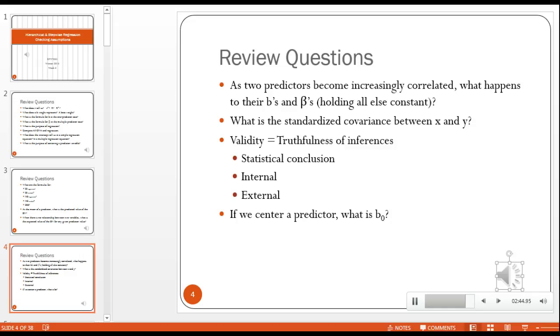And finally, if we center a predictor, what is the y-intercept, or the b-naught? The answer is that it is the mean of the dependent or outcome variable. If we center the predictor, we make its mean 0. And remember, the conceptualization of the y-intercept is the expected value of the DV when the predictor is at 0. So when it's centered, the mean is 0, and when the predictor mean is 0, the expected value of the DV will be the mean of the DV.